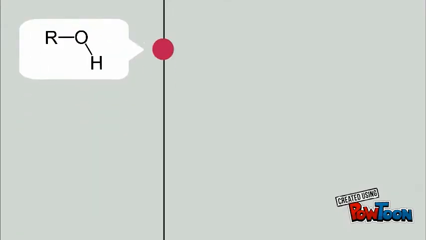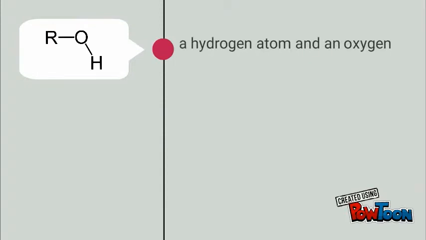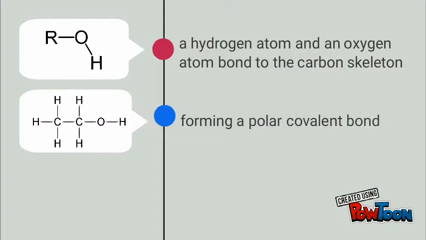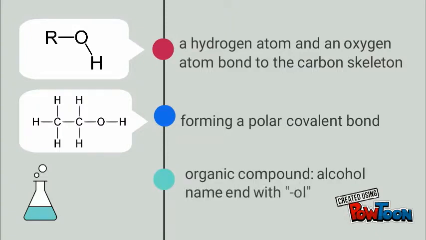In a hydroxyl group, a hydrogen atom and an oxygen atom bond to the carbon skeleton. These form a polar covalent bond and improve the solubility of organic molecules. Organic compounds with hydroxyl groups are alcohols and their names typically end in -ol.